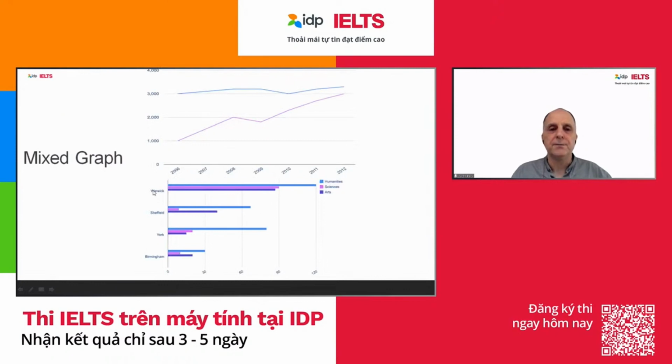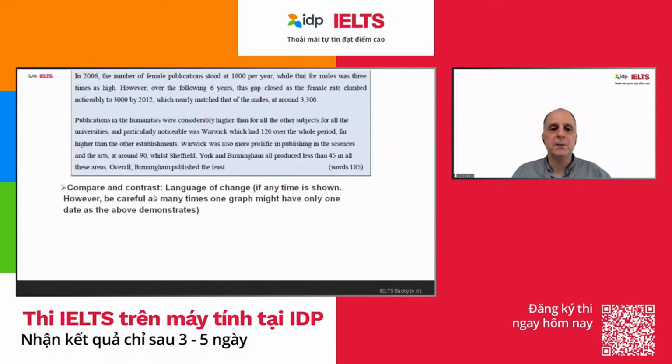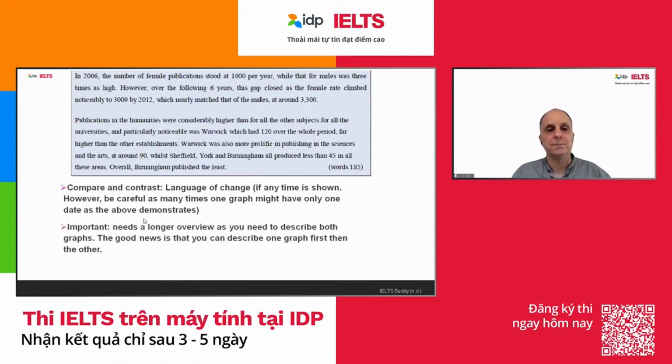Okay, so a mixed graph. So when we think about those, compare and contrast language of change again. However, be careful, as many times one graph might only have one date, as the above demonstrates. Now, you need a longer overview and you need to describe both graphs. The good news is you can describe one graph and then the other, right? Which saves, it's easy to organize.